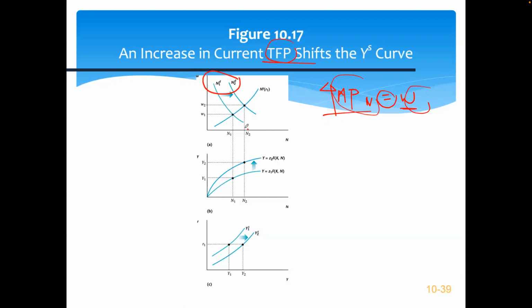If it shifts to the right, it's going to cross at a higher level of labor supply, meaning the output is going to increase. Right? And so you can see, given the level of interest rate, if there's an increase in TFP, the supply curve is going to shift to the right.